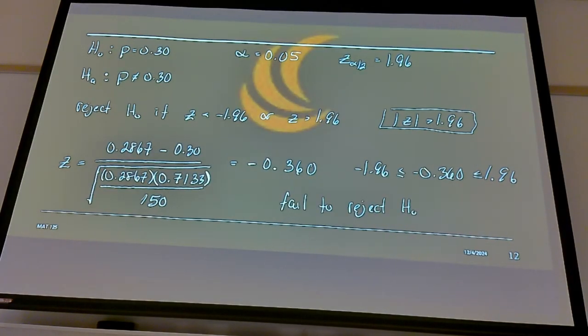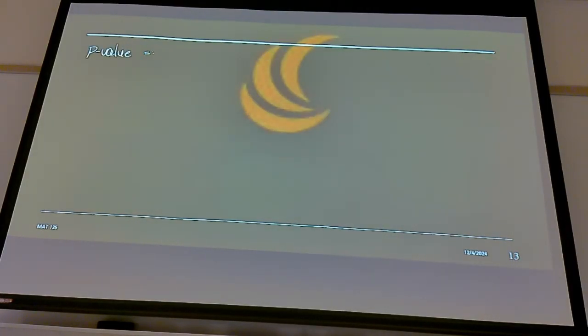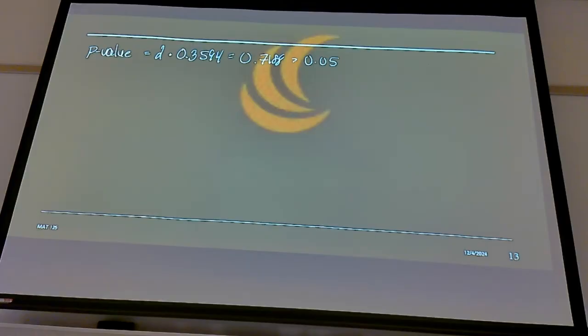What kind of test was this? Double it. There's your p-value, 0.7188, which is most certainly greater than the 0.05, so you failed to reject.